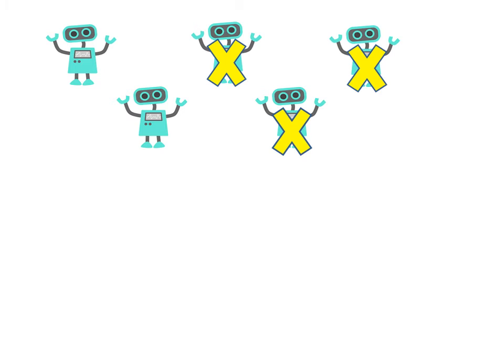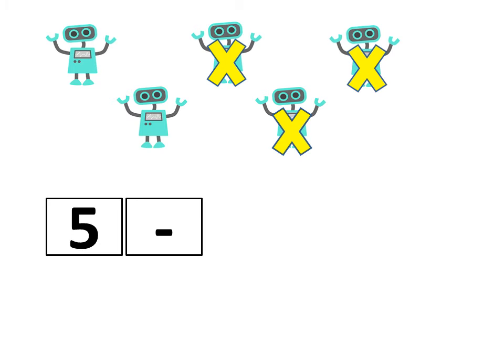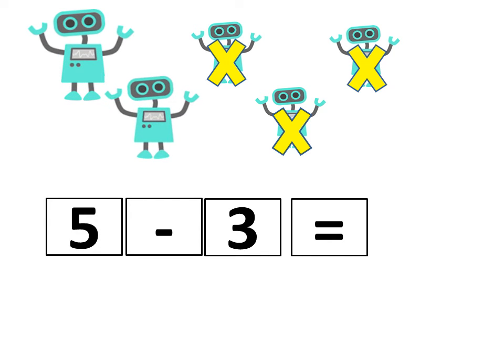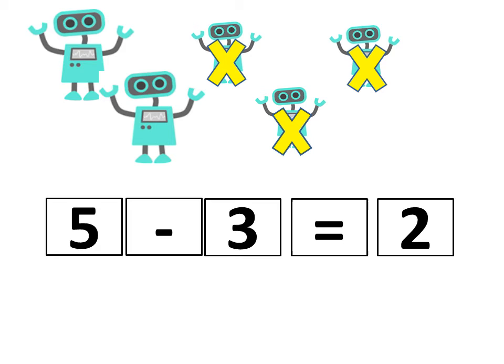Let us count the total number of the robots. And they are 5. And we are going to remove how many robots? Let's count. 1, 2, 3. 3 robots. And how many robots were left? Let's count. 1, 2. So there are 2 robots left. Can we read the subtraction sentence? 5 minus 3 equals 2.